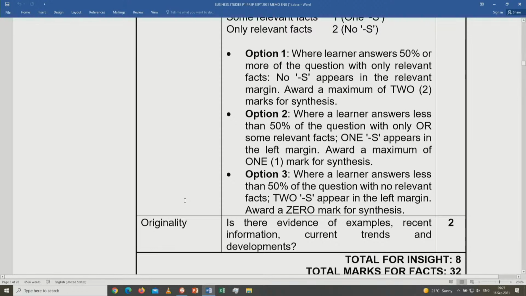And then originality, we are looking for relevant and current examples that are linked to what has been asked. Not just examples that are relevant to what has been asked, relevant to the questions. And we are not talking here about examples from the textbook, because when you look at your marks for insight, it's easy for learners to get 2 marks for layout. It's easy for analysis and interpretation. It's even easier for synthesis.